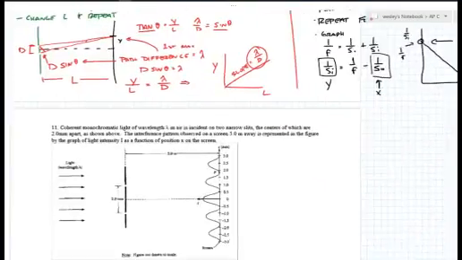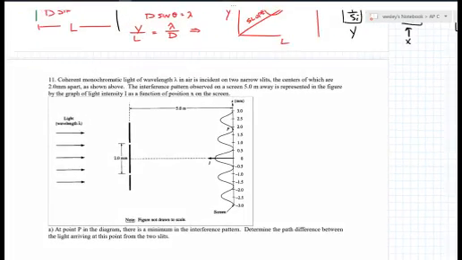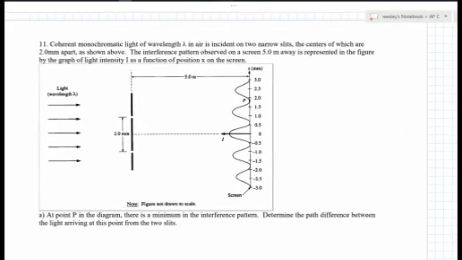All right, number 11, we're going to do a diffraction problem. So light of wavelength lambda hits 2 narrow slits, and this is what we see. At point P, there is a minimum. Determine the path length difference between the light arriving at this point from the two slits.